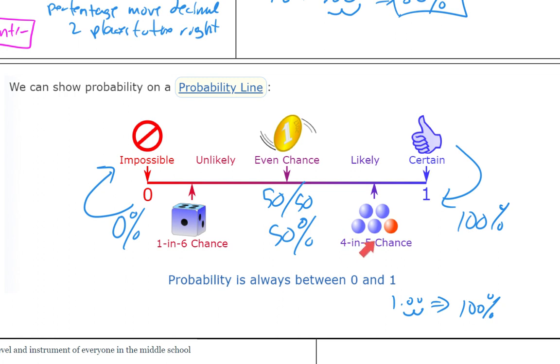Likely is 4 out of 5, right? 4 out of 5 times you'll get it. That's likely. 1 out of 6 is not very likely, right? Only one time out of 6 are you expected to get it. All right, so that's the basics on probability.